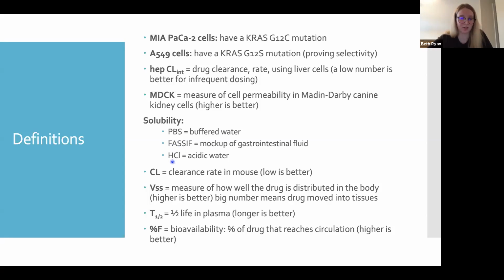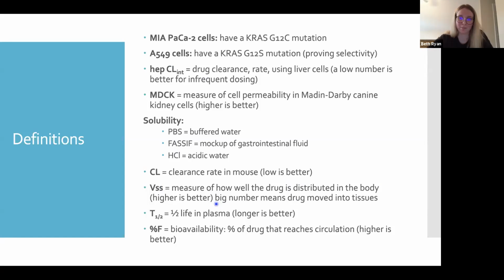And then HCl is just acidic water, which can also mimic other acidic parts of your body where these compounds have to travel. Cl is just another clearance rate, but this is in an actual mouse, like a whole organism instead of just liver cells. So once again, lower is better. VSS is the volume of distribution. I don't know why it's called VSS, but it's how well the drug is distributed in the body.